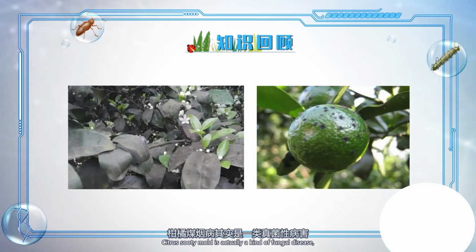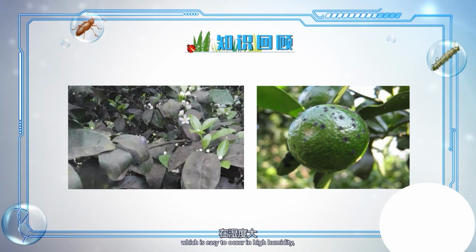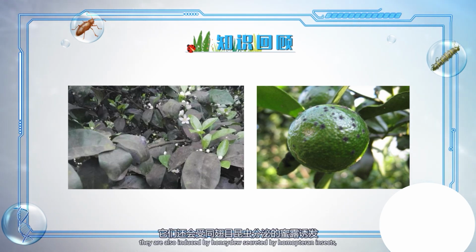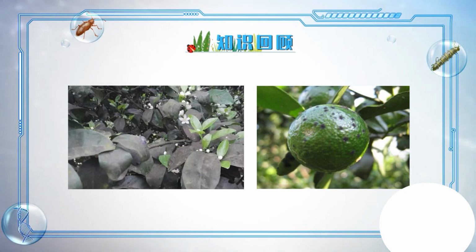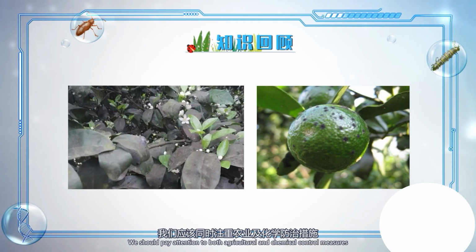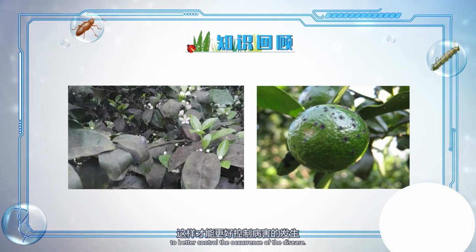That's all for today. Let's review it together. Citrus sooty mold is actually a kind of fungal disease, which is easy to occur in high humidity, shade, wind-tight, and other environments. More importantly, they are also induced by honeydew secreted by homopteran insects, so insect control is the key. We should pay attention to both agricultural and chemical control measures to better control the occurrence of the disease.